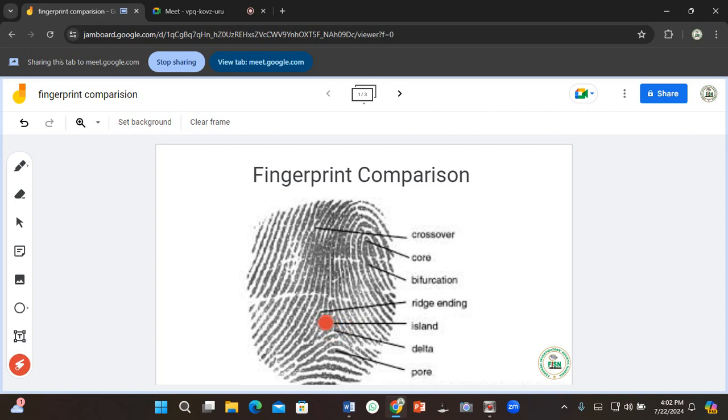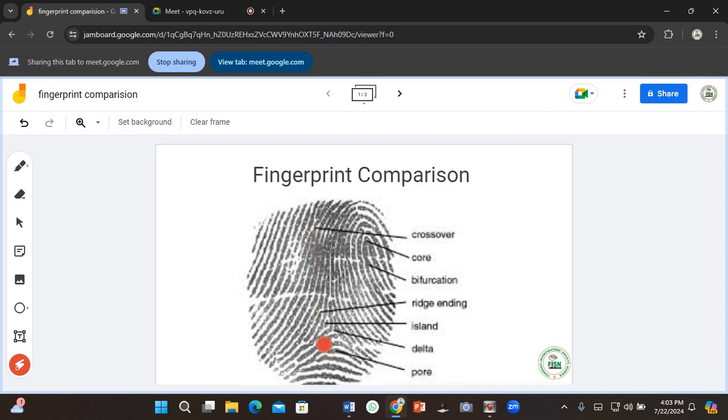Also, we have ridge ending. Ridge ending is where the ridge just stops suddenly. That is ridge ending. Then you have a bifurcation. Bifurcation is where a ridge forks into two. Then you have crossover. Crossover is where you have a ridge appearing to cross over another ridge, like when you have a flyover.